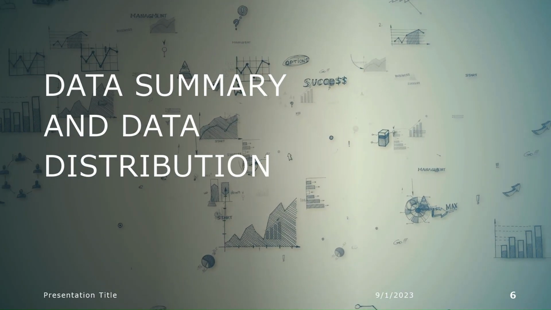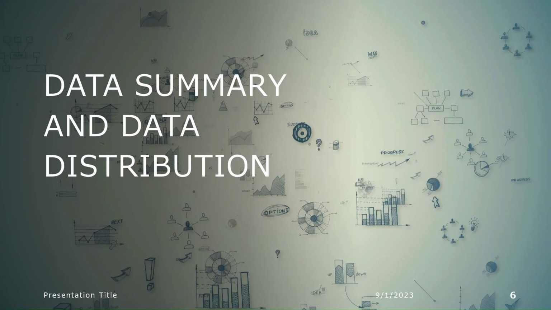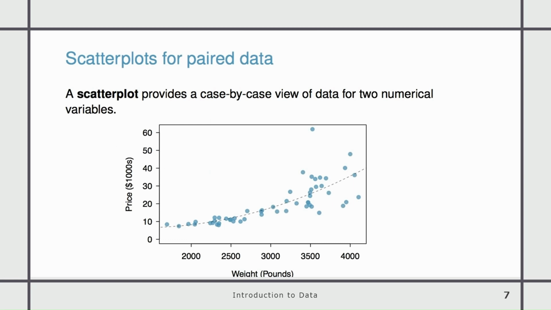Now let's talk about data summary and data distributions. The first in this topic would be scatter plots. A scatterplot provides a case-by-case view of data from two numerical variables. They are especially helpful in quickly spotting associations between variables.